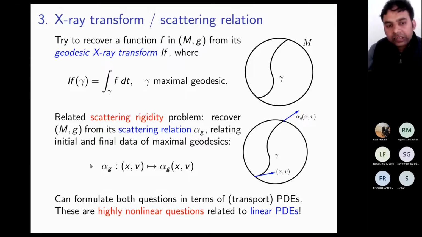Okay, and the last one, before introducing the fractional problem, is known as the scattering relations, as I mentioned.